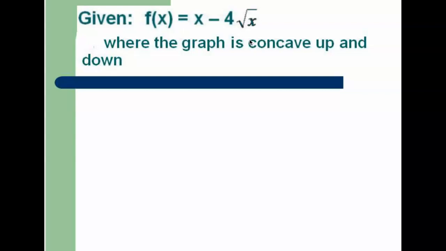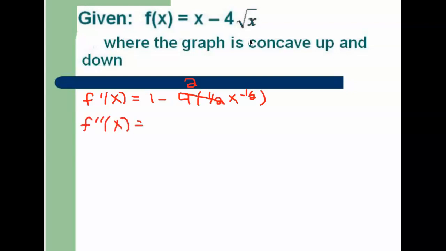Example 2. We have f of x equals x minus 4 square roots of x. Where's the graph concave up? Where's the graph concave down? So we're going to find f prime of x. So I have 1 minus 2 x to the negative 1/2. I'm going to leave it in this form until I find my second derivative.